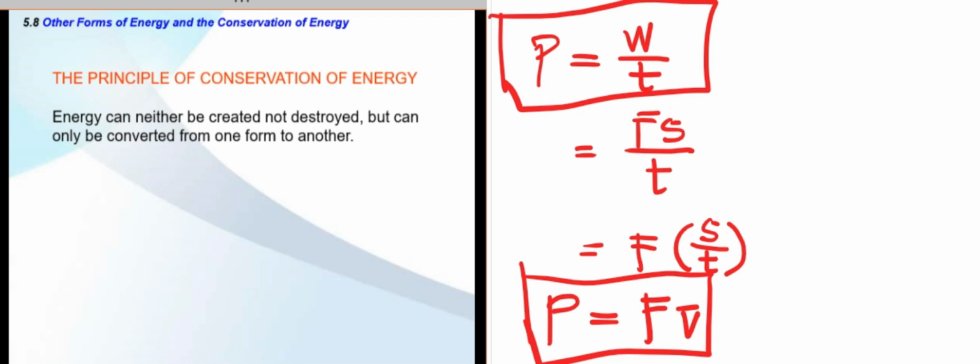So the principle of conservation of energy, again: energy can neither be created nor destroyed, but can only be converted or transformed from one form to another. We cannot create nor destroy energy. We can only transform it. For example, earlier I mentioned friction. When you have an object, energy is being transformed. Actually, it's not being lost. Yes, it is being lost from the system, but it is just being converted to heat. So we cannot create nor destroy energy. We can only transform it.